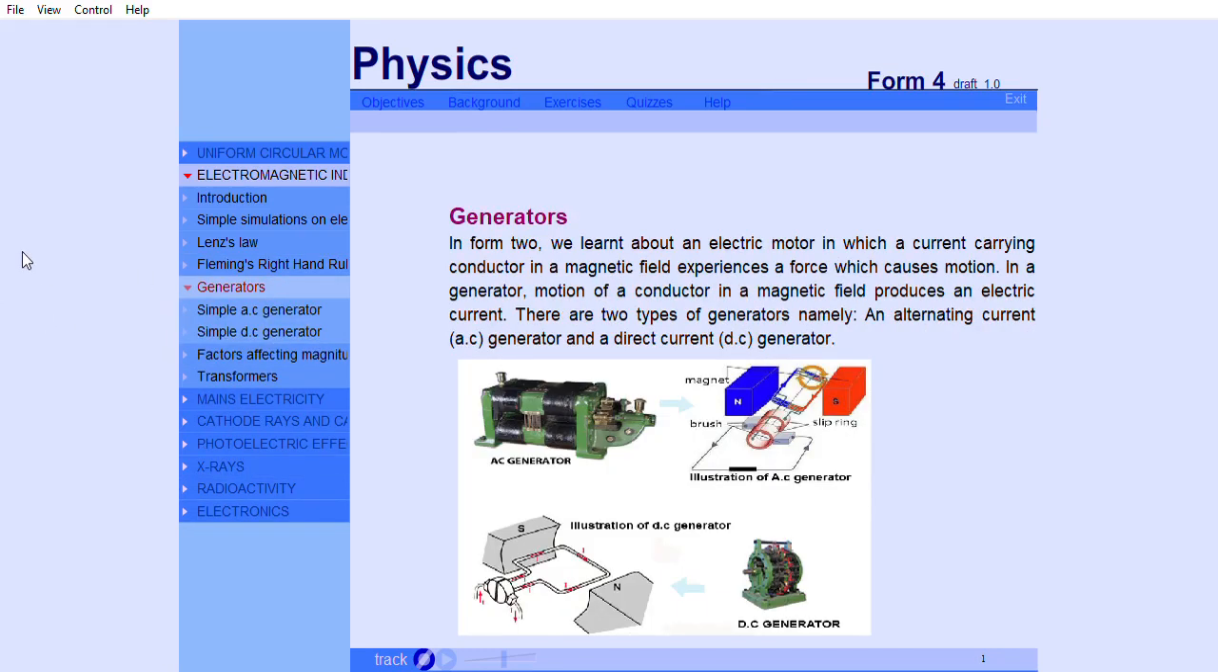Generators. In Form 2, we learnt about an electric motor in which a current-carrying conductor in a magnetic field experiences a force which causes motion. In a generator, motion of a conductor in a magnetic field produces an electric current. There are two types of generators, namely an alternating current AC generator and a direct current DC generator.